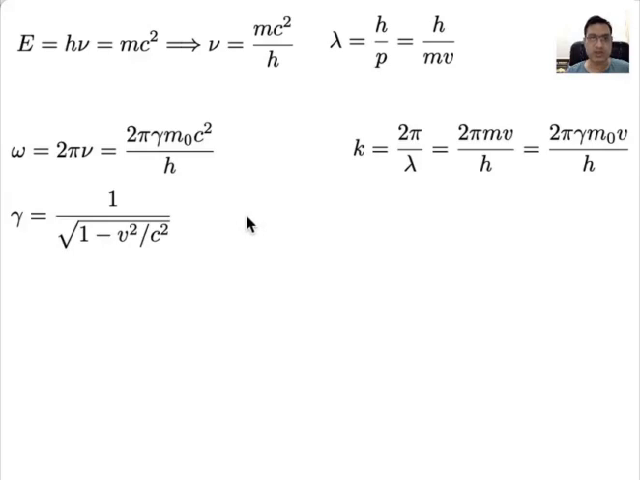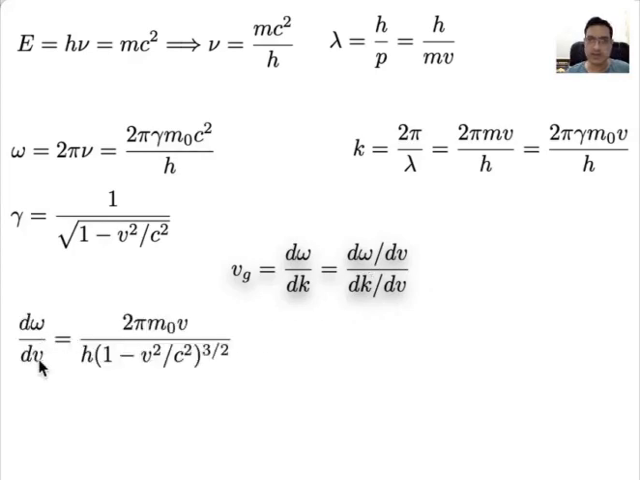Group velocity is d omega over dk. Now, to make things straightforward, I can divide by dv here and by dv here. This is similar to the chain rule. So you write vg as d omega by dv divided by dk over dv. Let's compute first dk over dv, and then we can also compute d omega by dv.